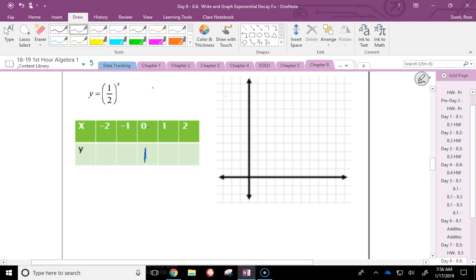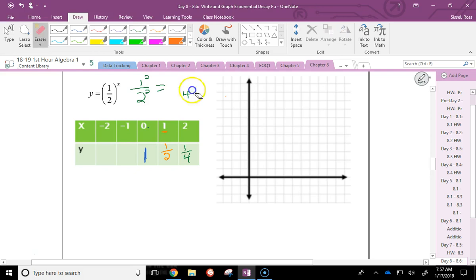Okay, what if I have 1/2 and I'm going to put it to the first power? What would be our answer? 1/2. Okay, we're going to change it and put 1 over 2 to the second power. 1 to the second power is 1. 2 to the second power is 4. So we have 1/4. Doing the positives are pretty easy.